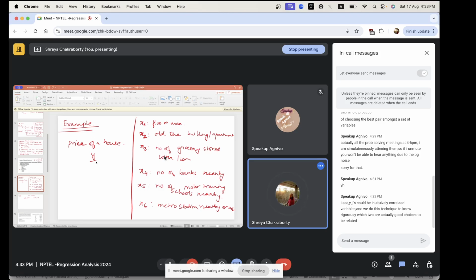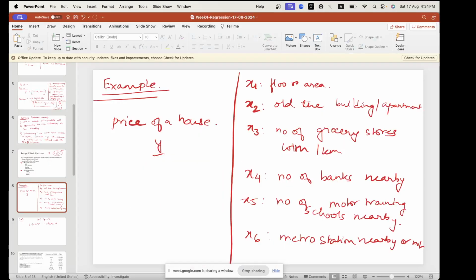Yes, exactly, they could be intuitively correlated, and the best practice would be to take everything, but then that would harm the concept of parsimony. We want a simple model which would predict well. We don't want something which would over predict. The main idea of fitting a regression is that it should be generalizable to a fairly large extent.